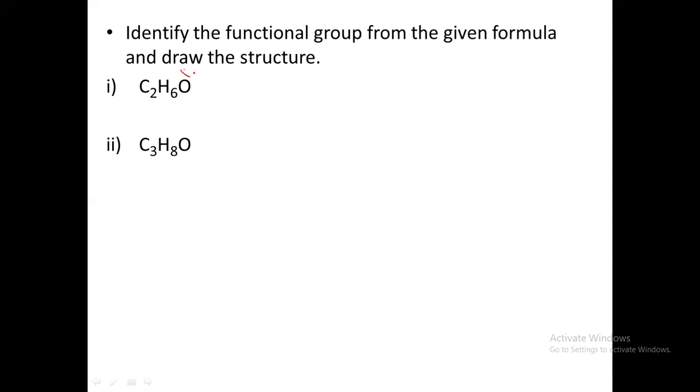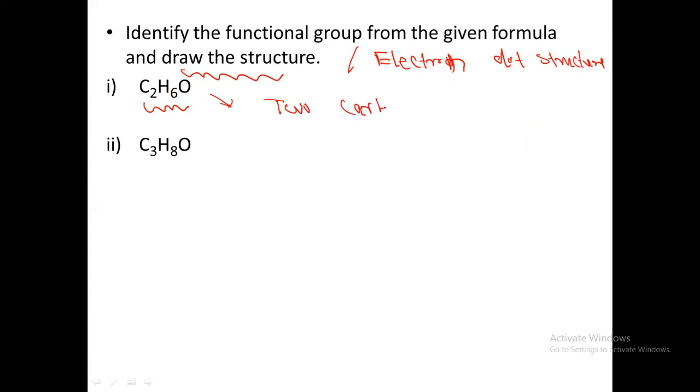Now, how to draw the structure? Sometimes you may be asked to draw the electron dot structure or the normal structure. Both can be asked. In the model paper, they asked for drawing the electron dot structure. Whether it is a normal structure or electron dot structure, it's better to draw the complete structure first. Now it's very clear that this is the alcohol. It fits into this alcohol formula, alkane formula plus oxygen. It's a 2 carbon alcohol.